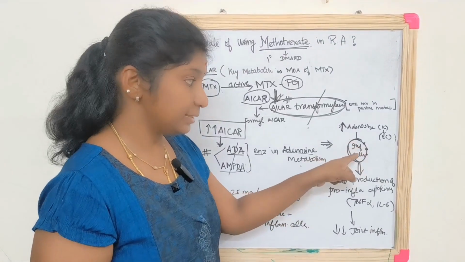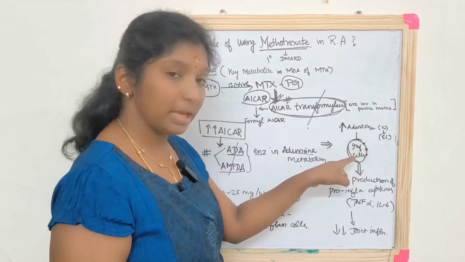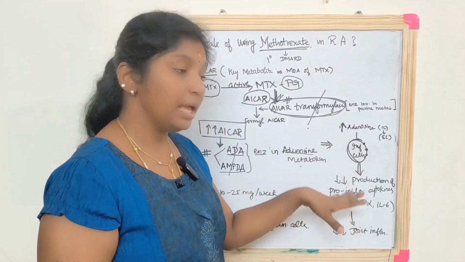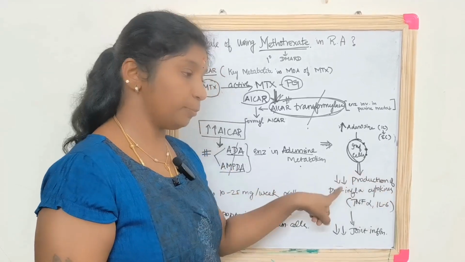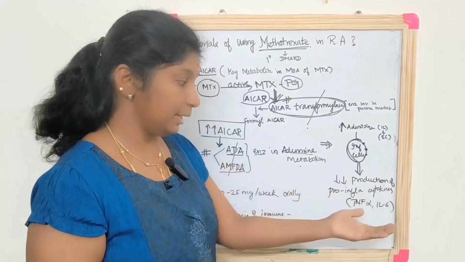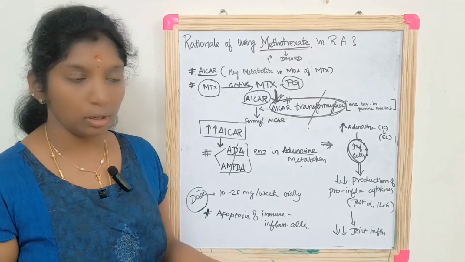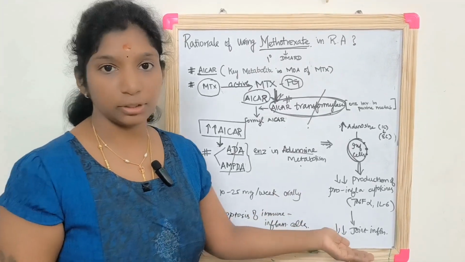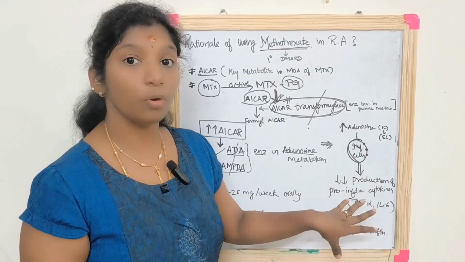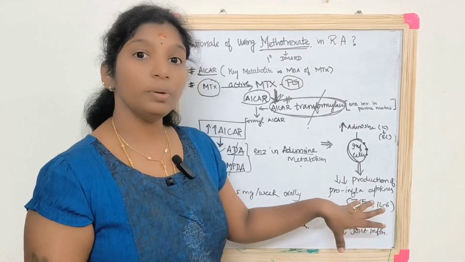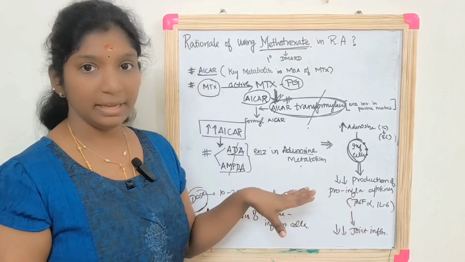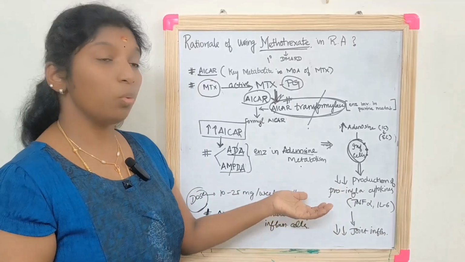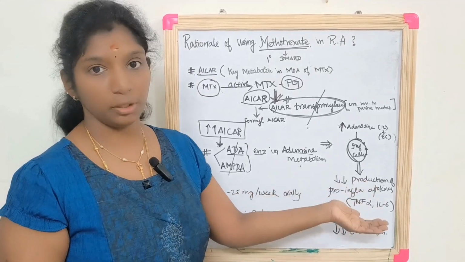And when it acts on the surface of the inflammatory cells, what happens? It suppresses their function, and then it decreases the production of pro-inflammatory cytokines like TNF-alpha, interleukin-6 and all. So as a result, what happens? Inflammation will decrease, so inflammation in the joints is decreased. This is the important mechanism of how it produces its anti-inflammatory activity. So this is the rationale why methotrexate is used in rheumatoid arthritis.